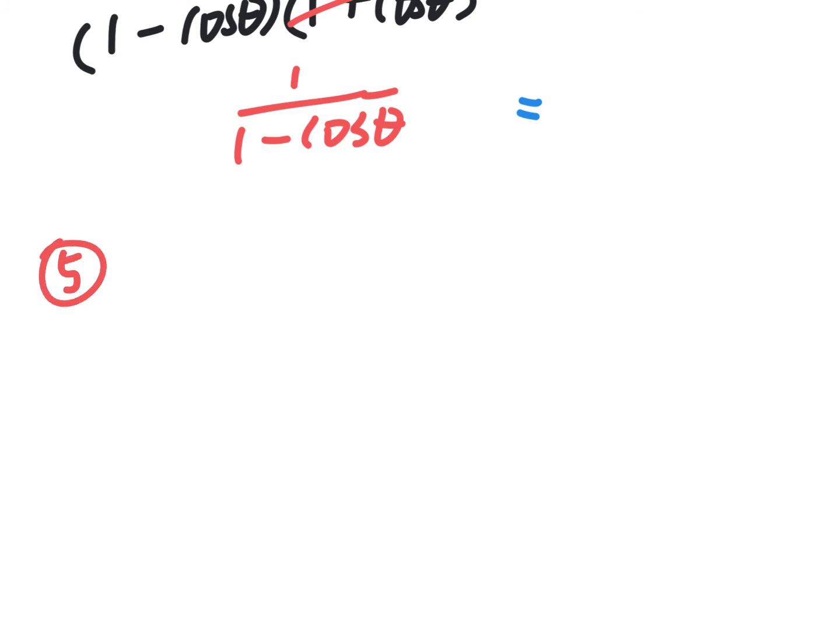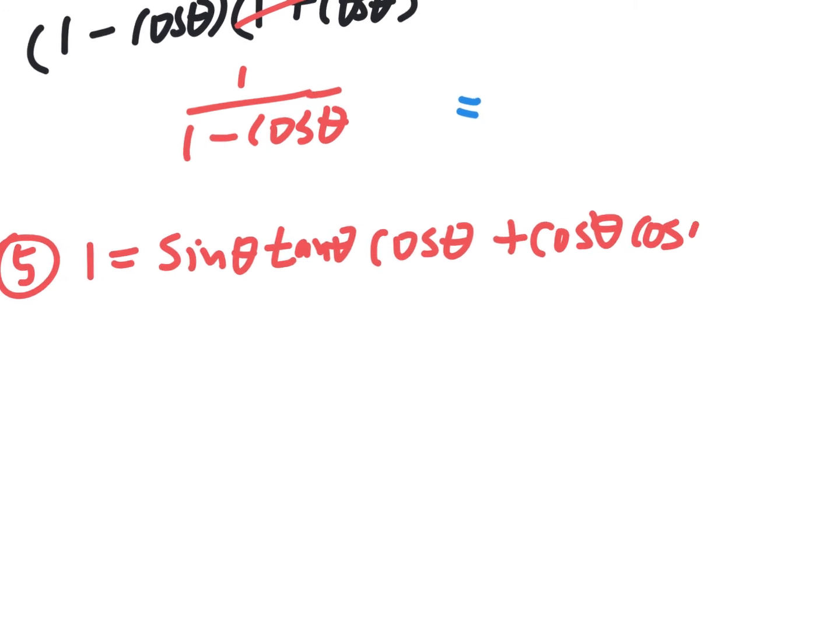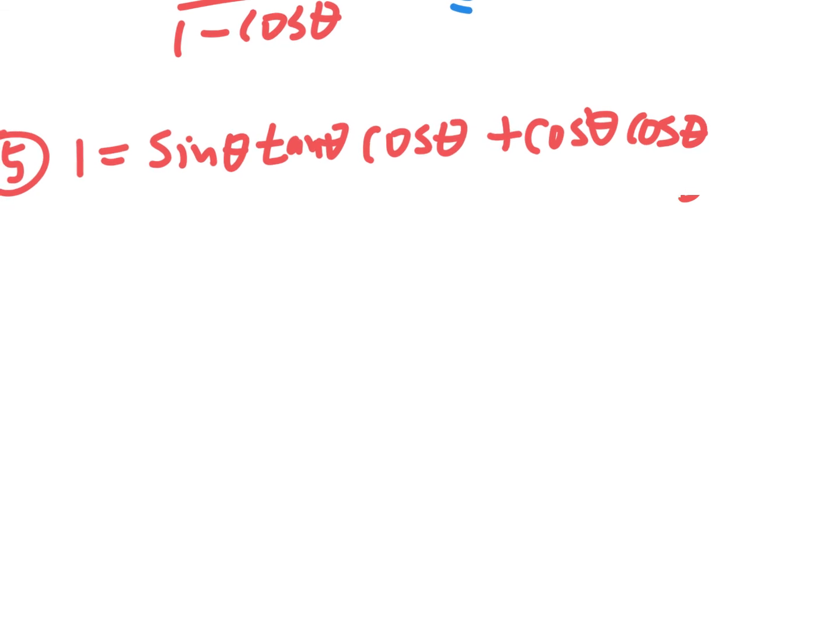Then number 5. Number 5 looks scary, but it is not. But write this out fast. Sine theta, tangent theta, cosine theta, plus cosine theta, cosine theta. And by the way, it says it at the beginning, it's equal to 1. This will simplify to 1 if you do it right. Okay, so can you figure out how to prove that that's equal to 1? Remember, you're going to keep that simple side the same and just keep replacing things and simplifying it down.